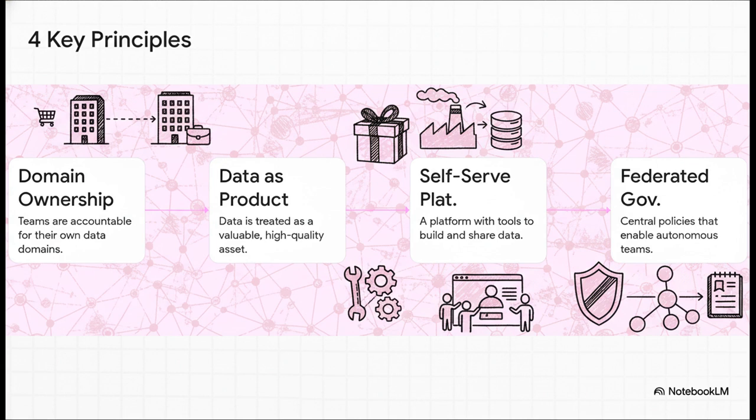Now, to make that happen, you need principle three, a self-service platform. This gives all the teams the tools they need to build and share their data products without waiting for a central team. And finally, you have federated governance. Think of this as the shared rulebook, the guardrails that make sure all these independent teams can still work together seamlessly.